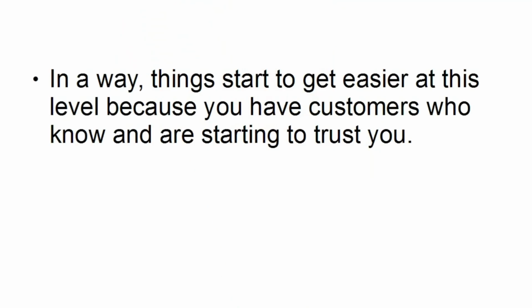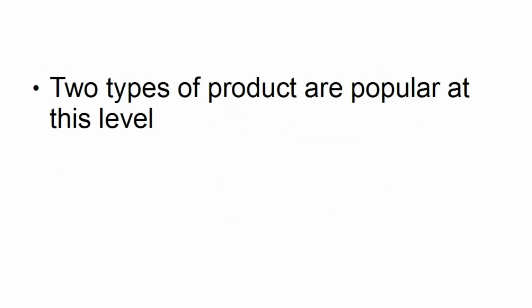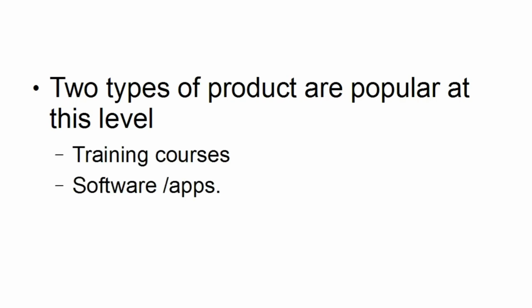And in a way, things start to get easier at this level because you have customers who know you and are starting to trust you. And if you've over-delivered on value with your low and mid-range products, then people will know what to expect. There are two types of products that are popular at this level: training courses and software or apps. Now let's look at training courses.